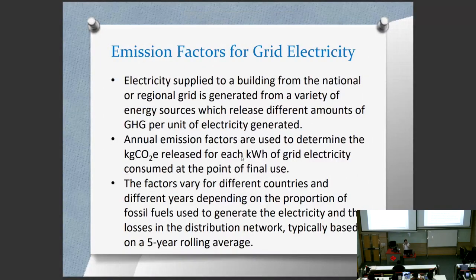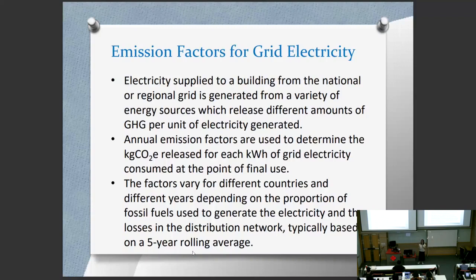Electricity supplied to a building from the national or regional grid is generated from a variety of energy sources, which release different amounts of greenhouse gas per unit of electricity generated. Annual emission factors are used to determine the kg carbon dioxide equivalent released for each kilowatt hour of grid electricity consumed at the point of final use. The factors vary for different countries and different years depending on the proportion of fossil fuel used to generate the electricity and the losses in the distribution network, typically based on a 5-year rolling average. So this is just what we have mentioned.